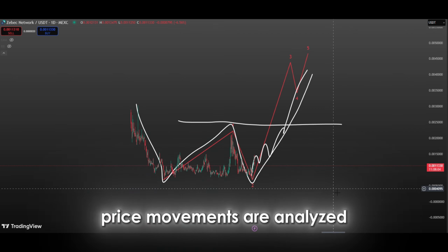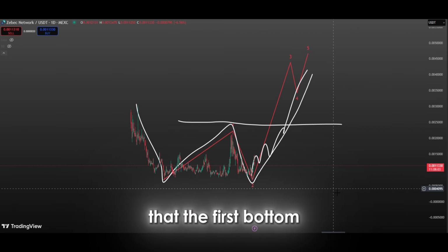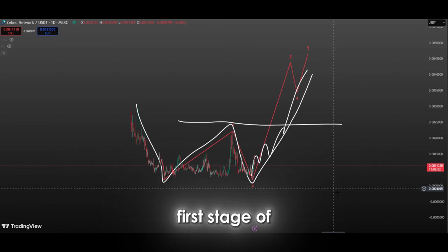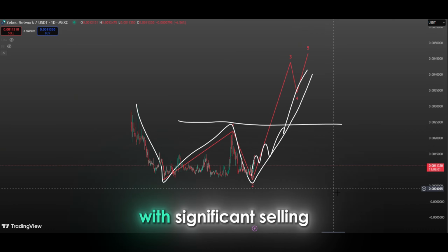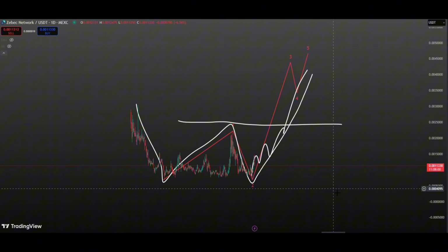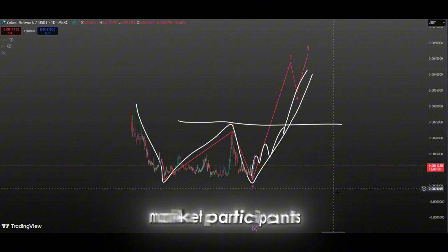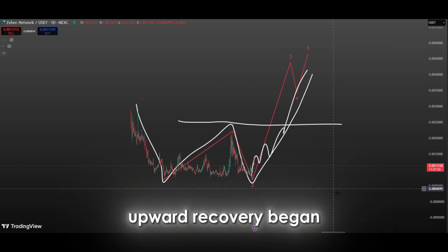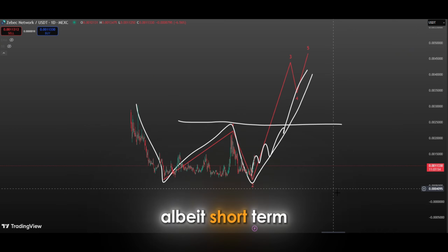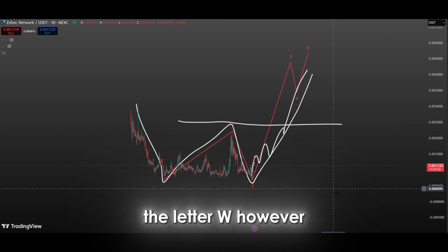When the current price movements are analyzed, it is seen that the first bottom, which is the first stage of the pattern, was formed with significant selling pressure in the past. At this point, market participants experienced a serious wave of selling. The price fell, but found support at a certain level, from which an upward recovery began, albeit short-term. This rise formed the middle part of the pattern, the top of the letter W.